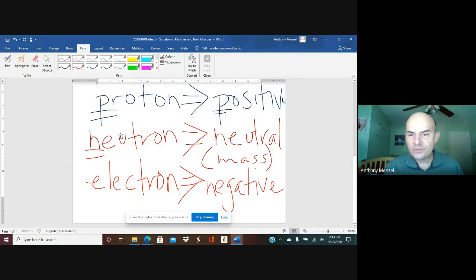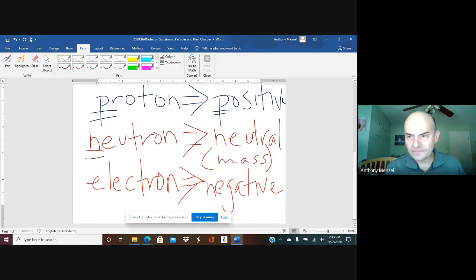And neutral and neutrons sound very similar. So that's an easy way to remember that neutrons are neutral. What neutrons do provide for the atom is another source of mass in addition to the protons. Electrons have a negative charge and they have relatively insignificant mass. So those are the three subatomic particles.